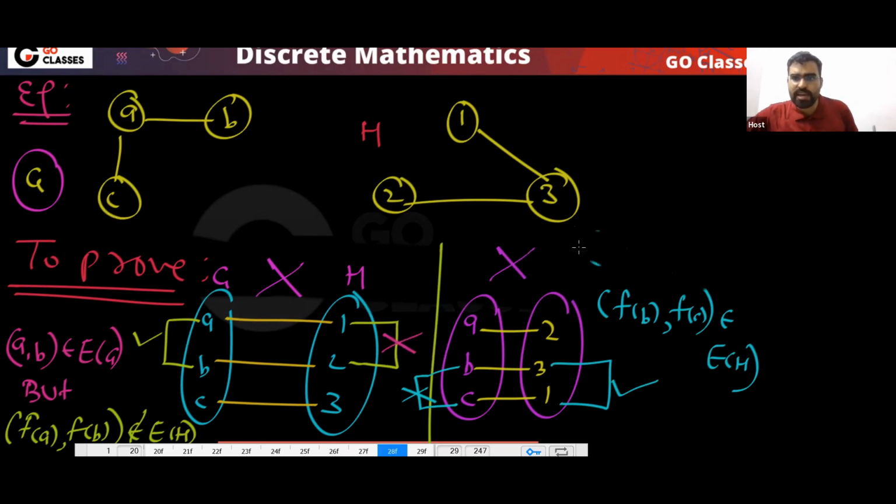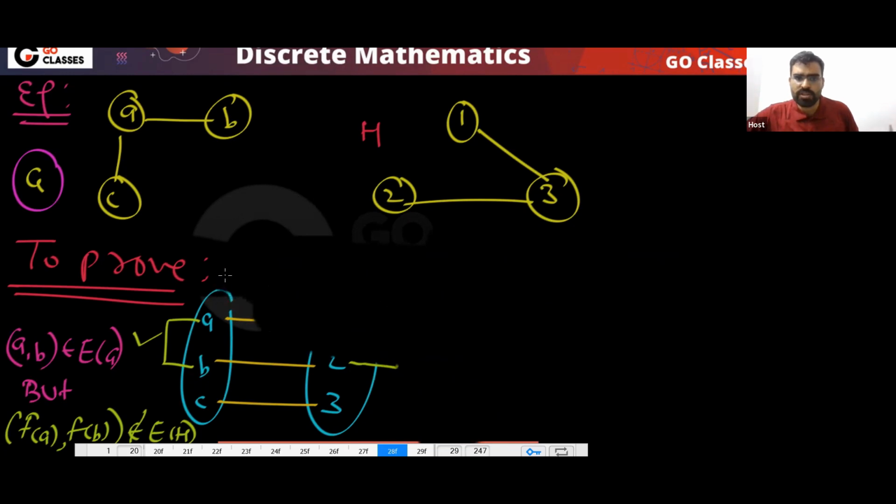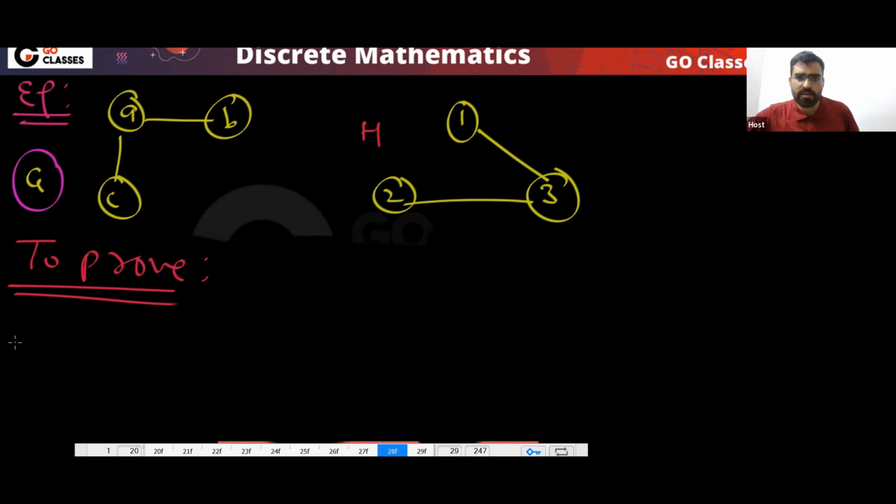How many bijections do we have to check? Can anyone tell me? How many bijections are there? If you notice, a total of 6 bijections are possible. The number of bijections possible is 3 factorial. So a total of 6 bijections we have to check.